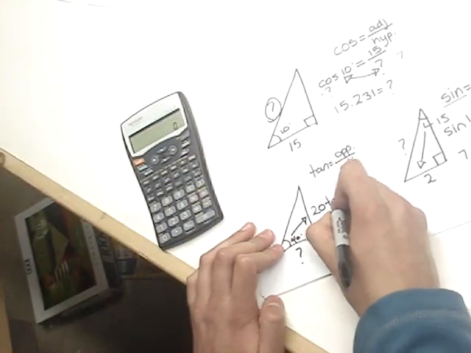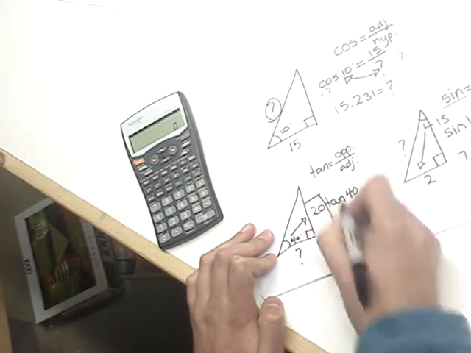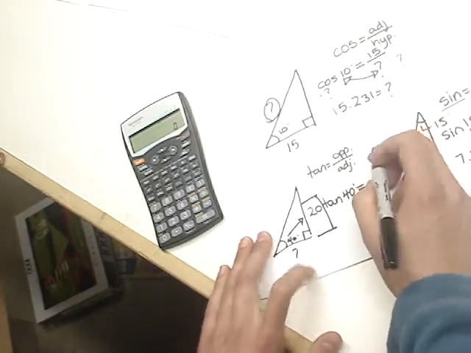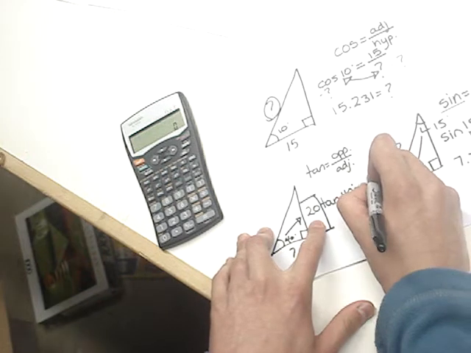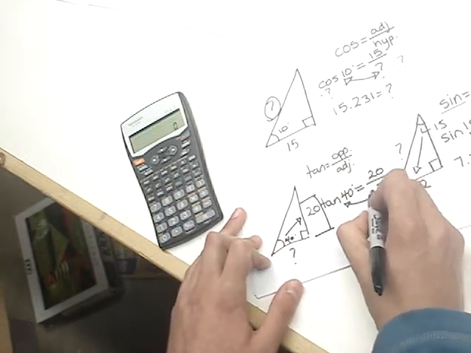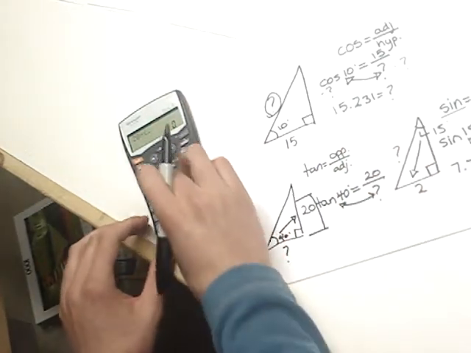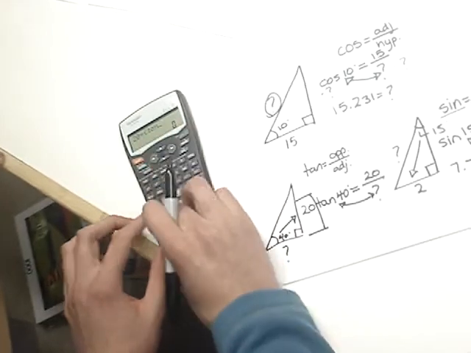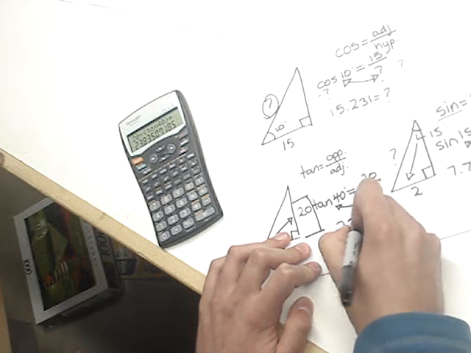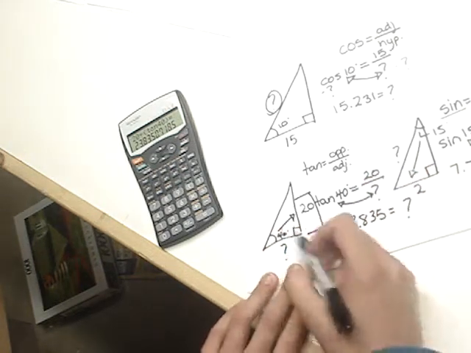Once again, except this time with the tangent ratio, tan of 40. Tan of 40 degrees equals opposite 20 over adjacent, question mark. Once again, swap these two around. So 20 divided by tangent of 40 equals 23.835, the length of the adjacent side.